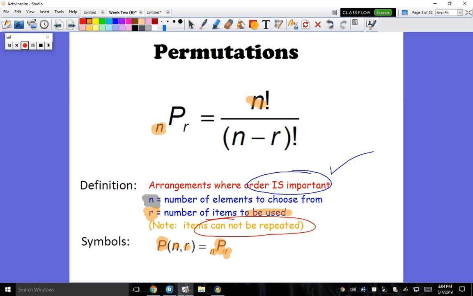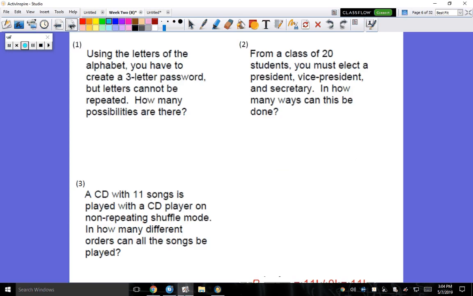It'll be N up top, and I didn't have color coordinating when I was in high school seeing this, and it was so weird. But I'm going to highlight that as I go so that you can understand where these numbers come from, okay? Because it does get a little bit crazy, but I'll tell you when that is when we get to it. Number 1 says, using the letters of the alphabet, so we know there's 26, you have to create a 3-letter password, but the letters cannot be repeated. How many possibilities are there?